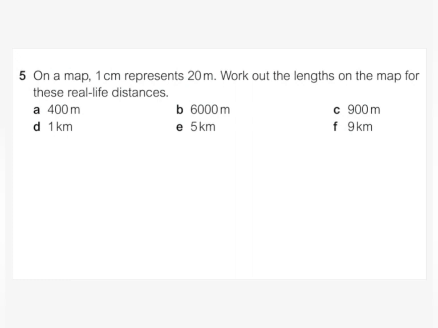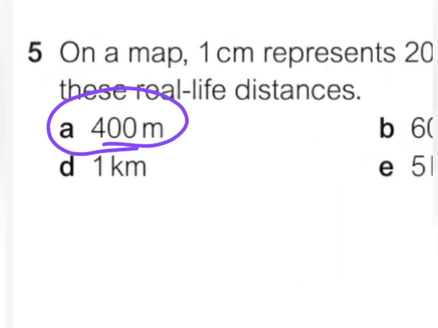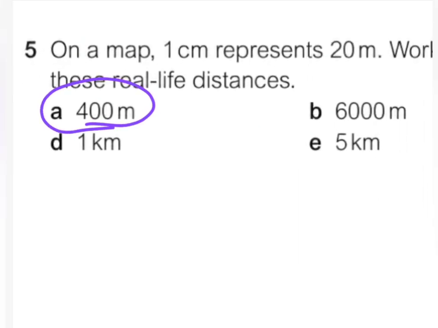Now A here says 400 meters. We need 400 meters in real life. How many centimeters on the map? This is the question. So what do we do? We can use the X method here. It's the same thing as the X method.